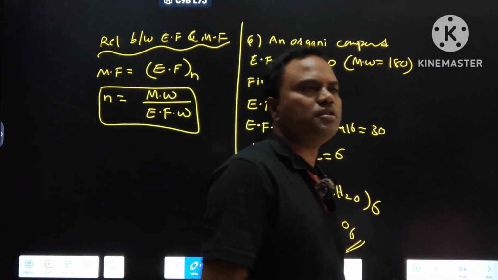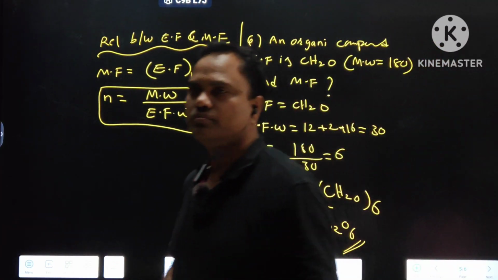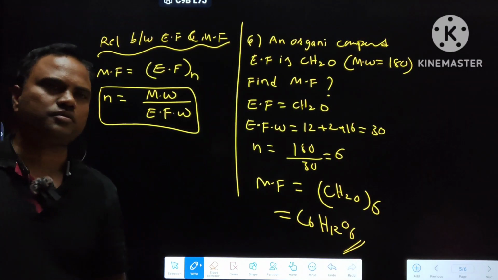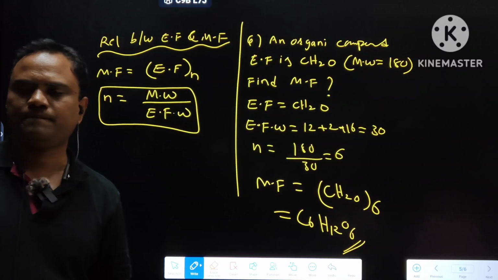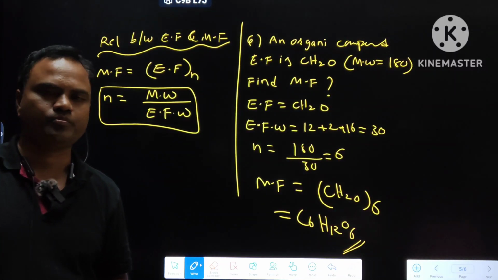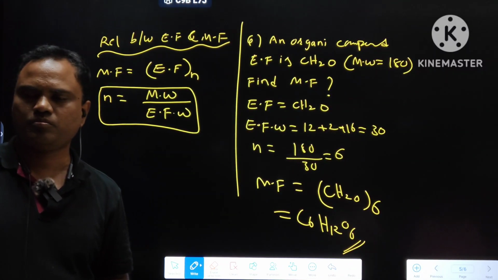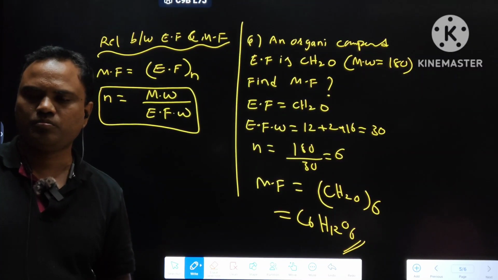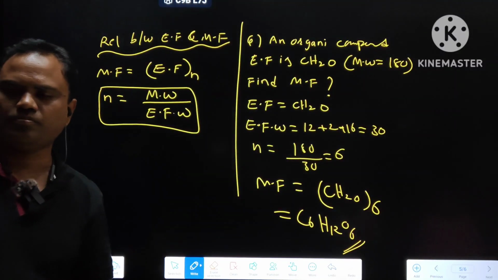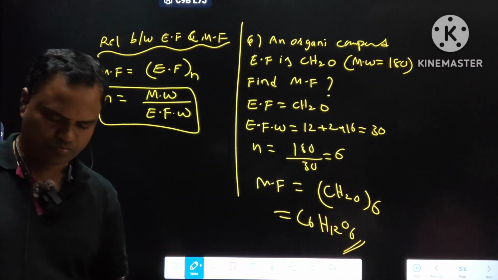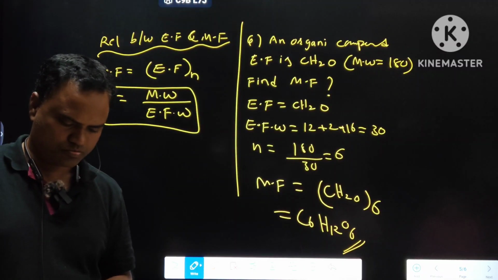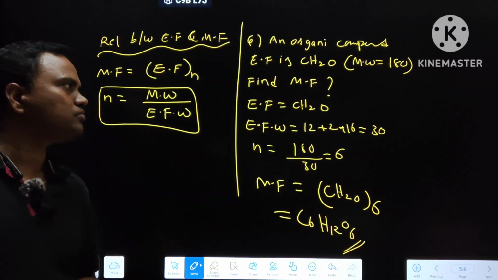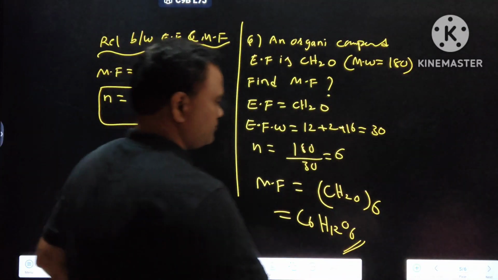See, sometimes the third element's percentage will not be given to us. Then what do we have to do? Subtract. Do this question.